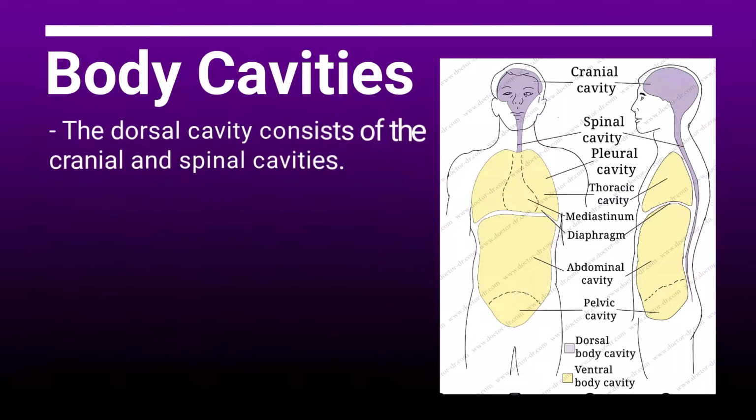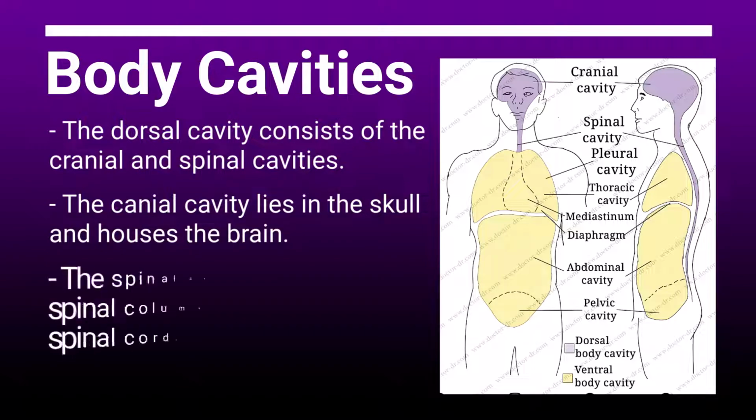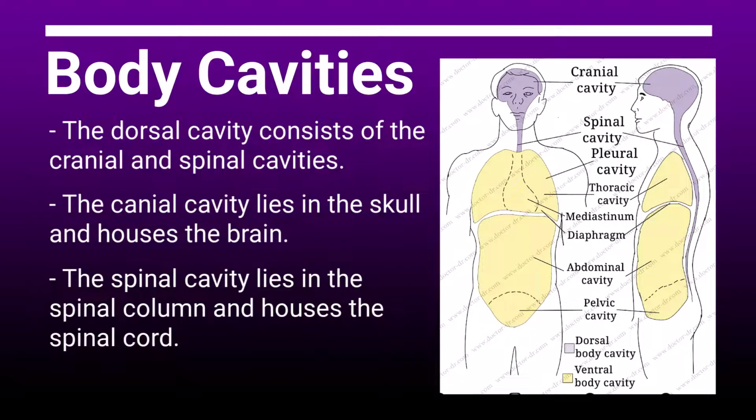The dorsal cavity consists of the cranial and spinal cavities. The cranial cavity lies in the skull and houses the brain. The spinal cavity lies in the spinal column and houses the spinal cord.